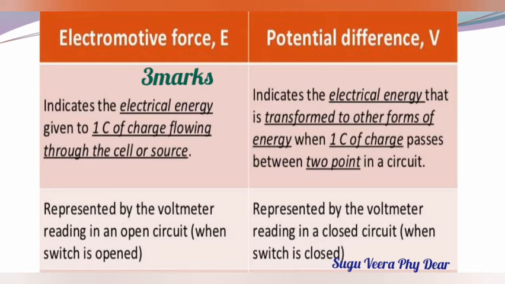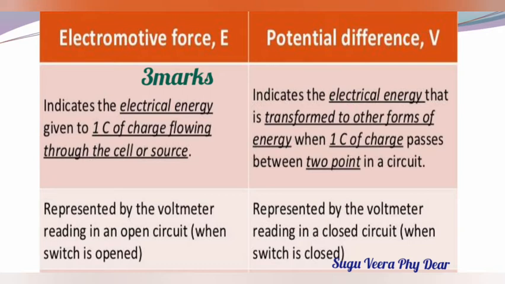Difference between EMF and potential difference. First point, EMF indicates the electrical energy given to 1 coulomb of charge flowing through the cell or source. Potential difference, first point, indicates the electrical energy that is transformed to other forms of energy when 1 coulomb of charge passes between 2 points in a circuit.